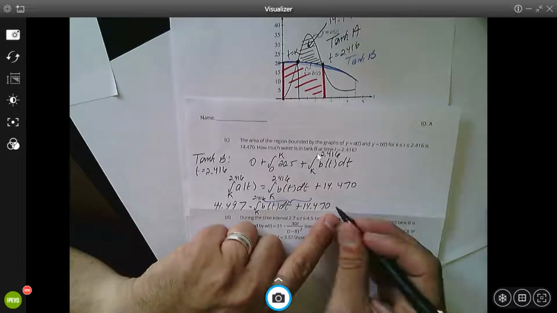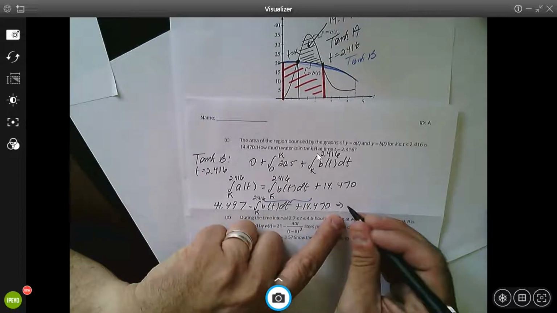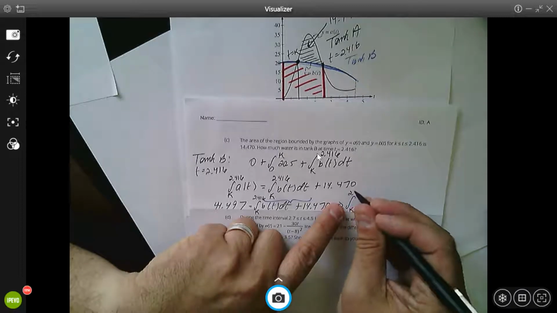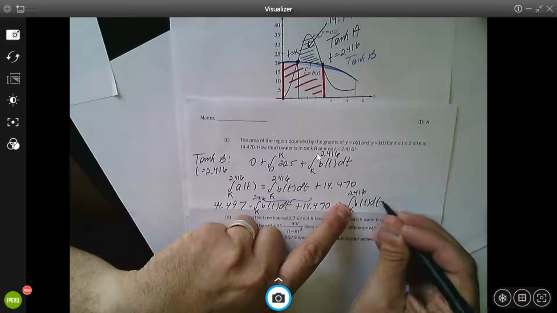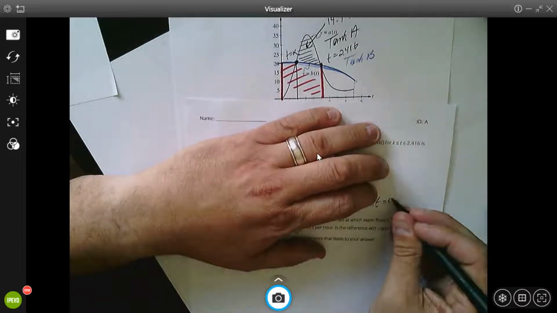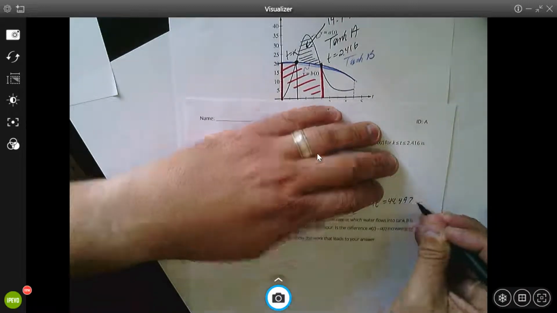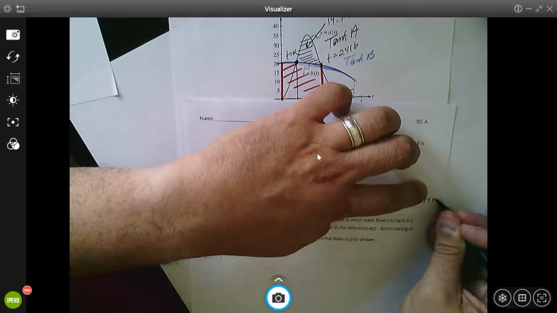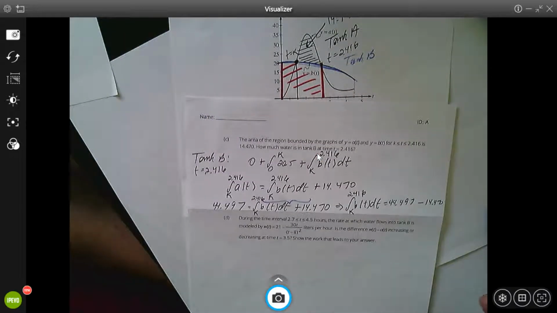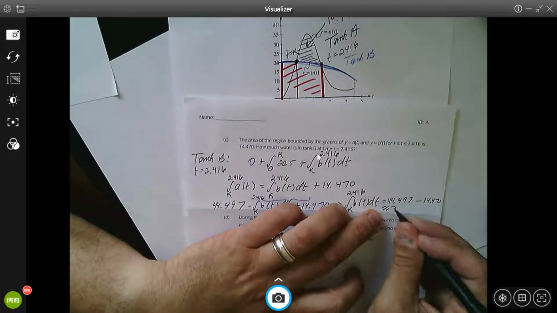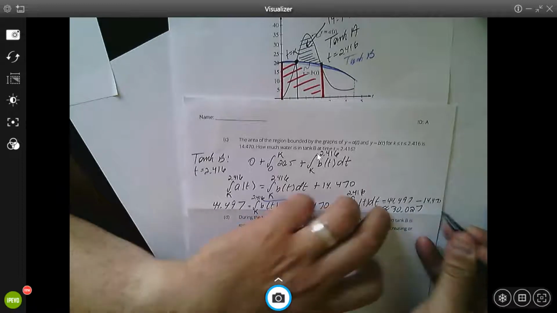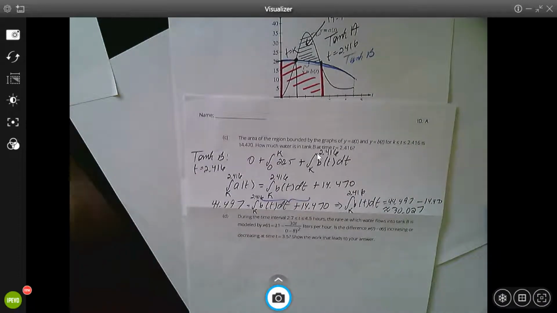The value that I need is the value of the integral. Well, I can get that by just doing some subtraction. The integral from k to 2.416 of B of t dt is 44.497 minus 14.470. And if I do that correctly, I believe that's going to be approximately 30.027. Now, before you stop and say, oh, great, I've got it, be careful.